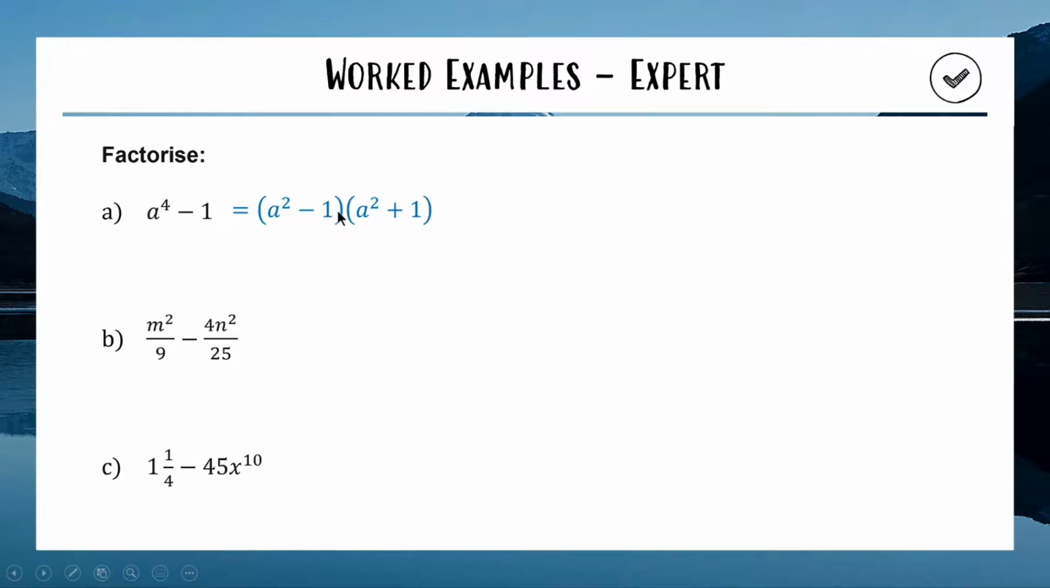Now, I want you to look really closely at this front bracket for about 5 seconds and see if you think of anything really clever.